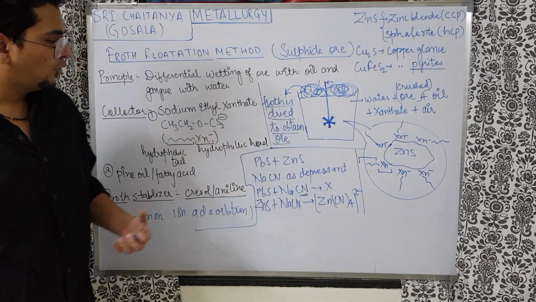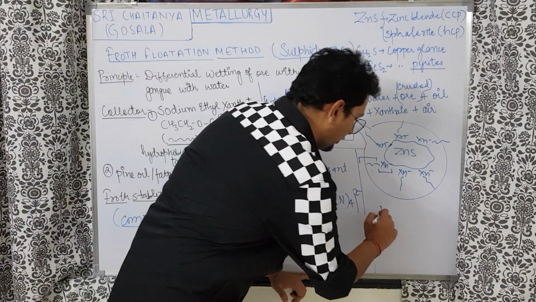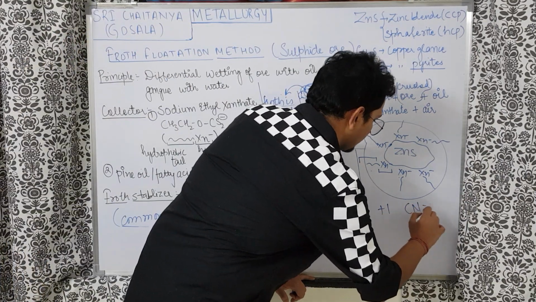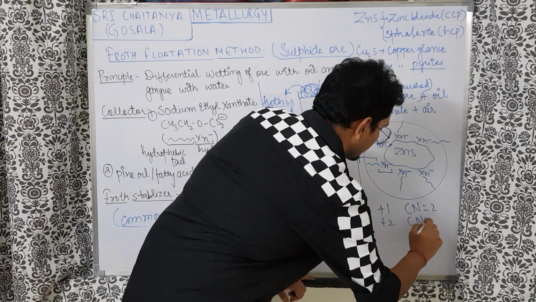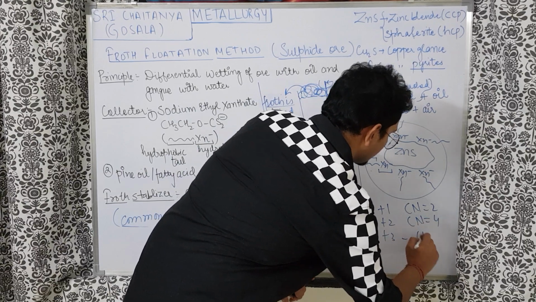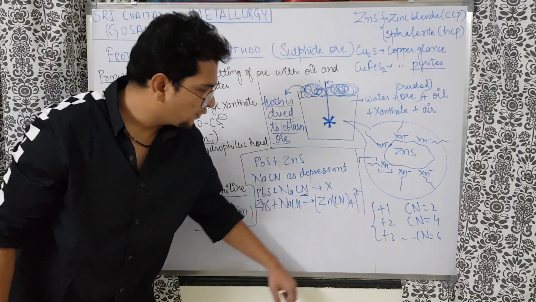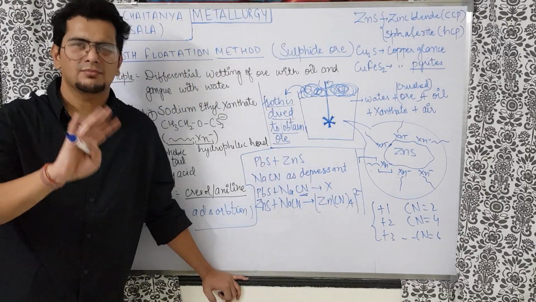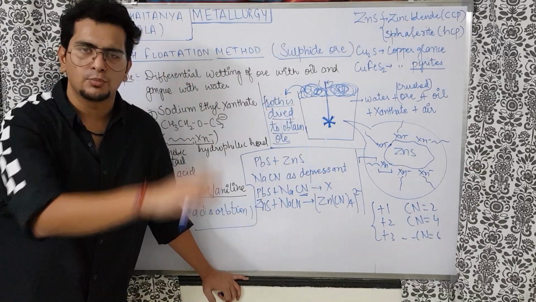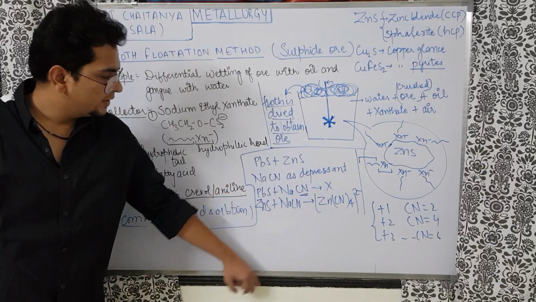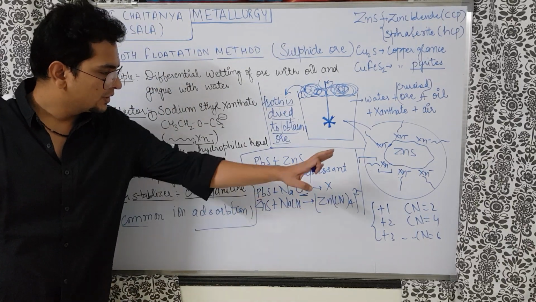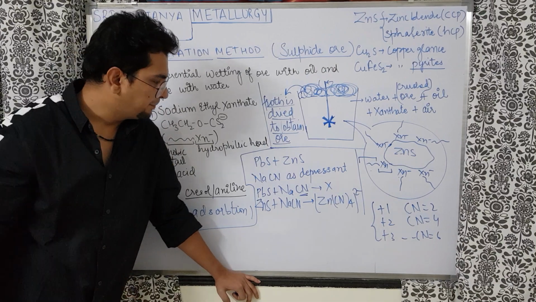Sir, how would I know 4? Use a simple trick. If you have plus 1 oxidation state, coordination number 2; plus 2, coordination number 4; plus 3 and more, generally coordination number 6. Sometimes plus 2 can also have coordination number 6 as well, but mostly this logic will work for most of us. So Zn plus 2 is there, Zn shows plus 2, so a tetra-coordinated complex will be made.